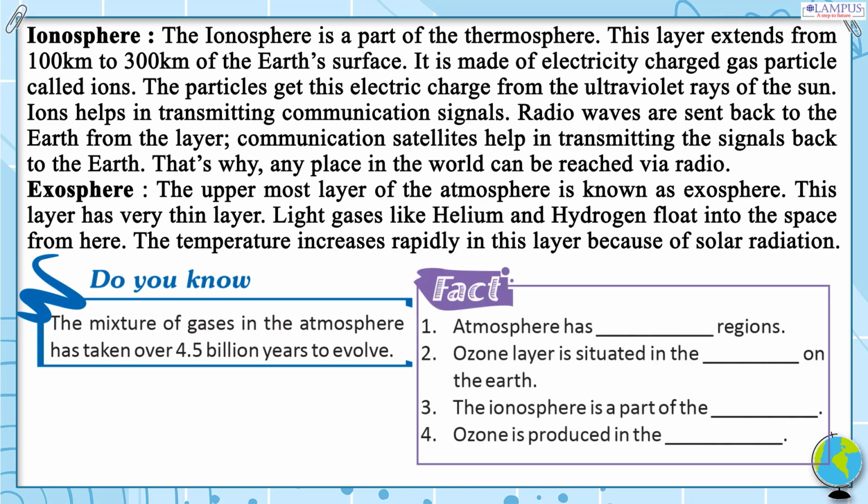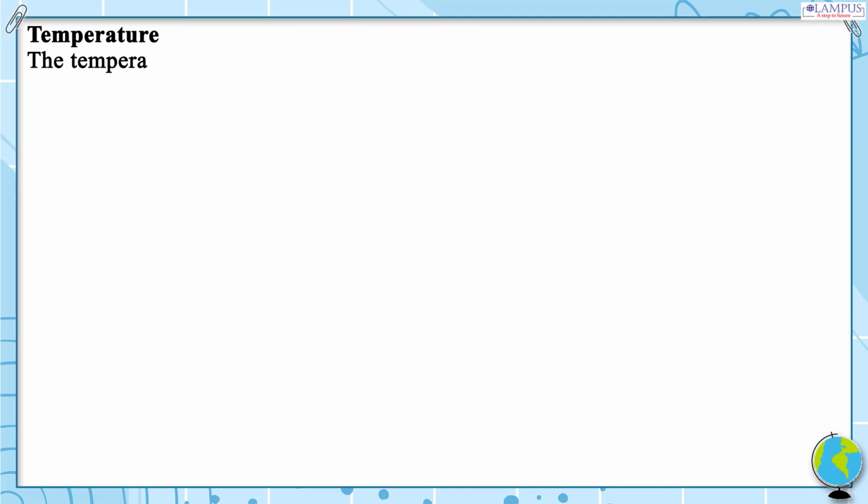Fact. 1. Atmosphere has regions. 2. Ozone layer is situated in the. On the Earth. 3. The ionosphere is a part of the. 4. Ozone is produced in the.